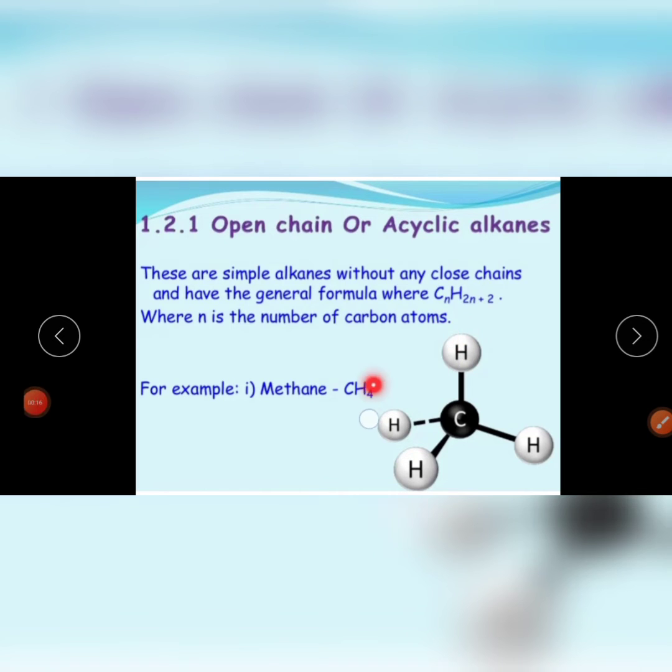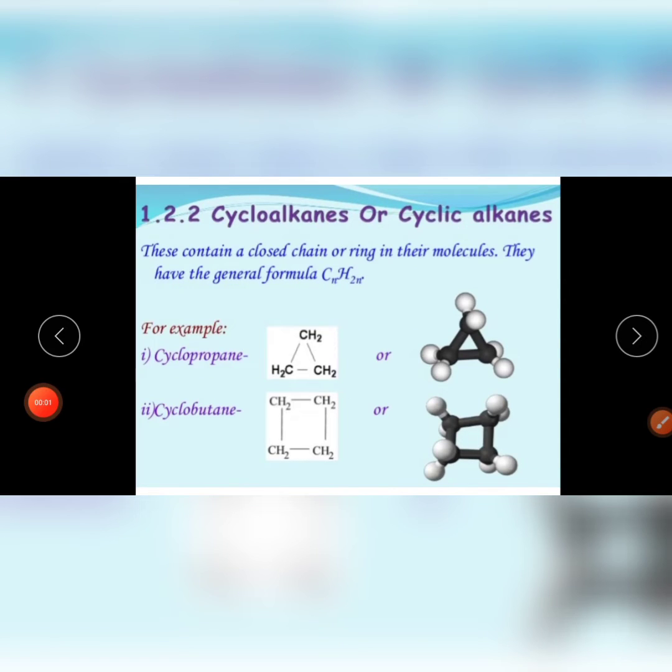As we have this methane molecule, which consists of only single bonds and has the general formula CnH2n+2, if we put the value of n equal to 1, we will get the formula of methane. Next we have cycloalkanes, which contain a closed chain or ring in their molecule, and they have the general formula CnH2n.